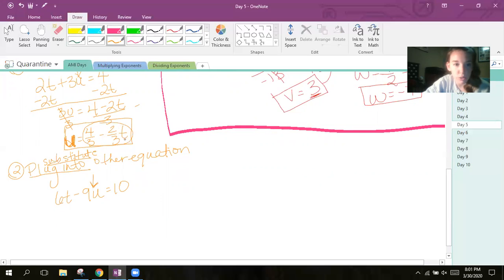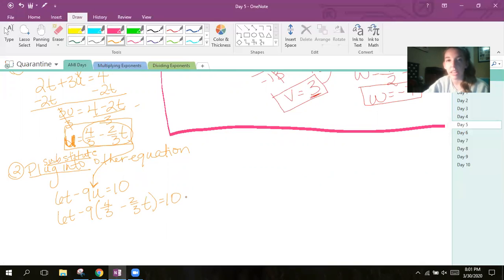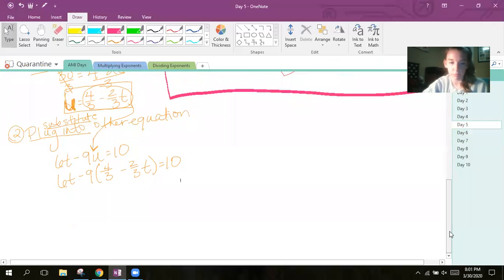So we're just going to substitute it in for that variable. Okay, so I'm going to rewrite it. I have 6t minus 9, and everywhere I see a u, I'm going to replace it with 4/3 minus 2/3 t equals 10. And just like last time, now we have an equation that only has one variable that we're working with, and that's why we do substitution, because you can't solve an equation that has two different variables in it. Okay, so let's keep going.